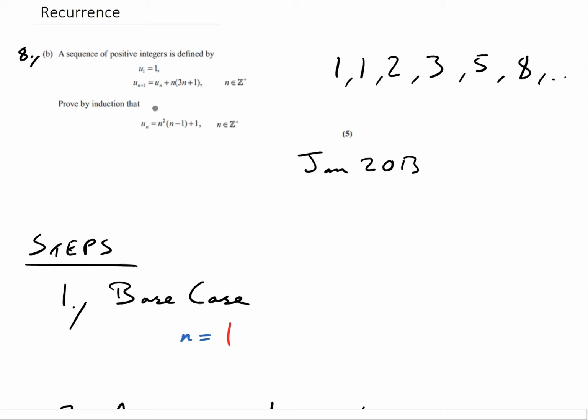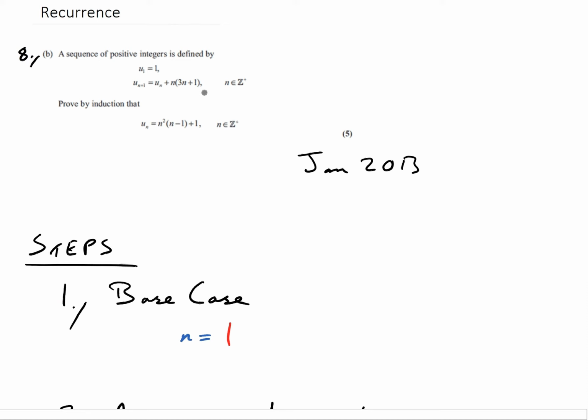So I'm going to be looking at question 8, part B, of the January 2013 FP1 Edexcel paper. And it tells us that a sequence of positive integers is defined by, so this is the information which is given to us for free, if you like. The first term is 1. So U1, U is the sequence, and the little subscript defines the term number. That's all the notation means. And we've got the first term, so U1 is equal to 1.